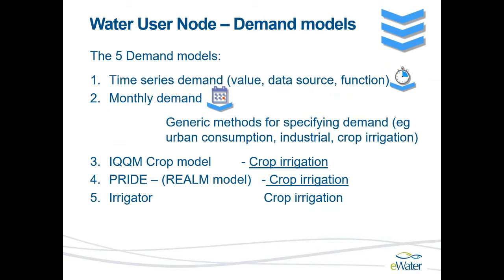The first 2 are a time series demand specification and a monthly demand specification. Those were ones that we just discussed in the context of the minimum flow requirement. These are generic methods for specifying demand. So it could be an urban consumptive need, or an industrial use need, or even crop irrigation. But the requirement here is that you actually know the megalitres per day that are needed for each day that the demand node is active.